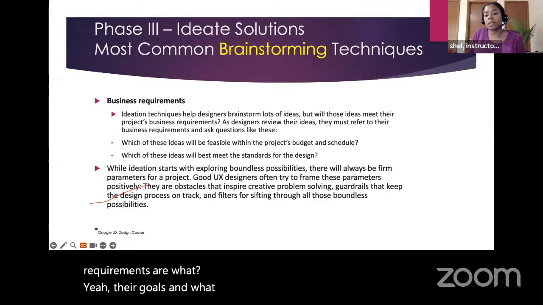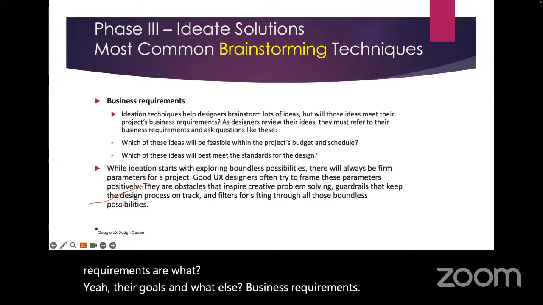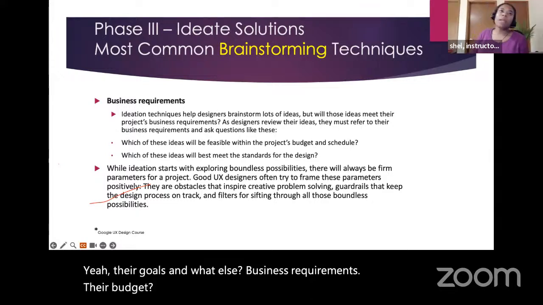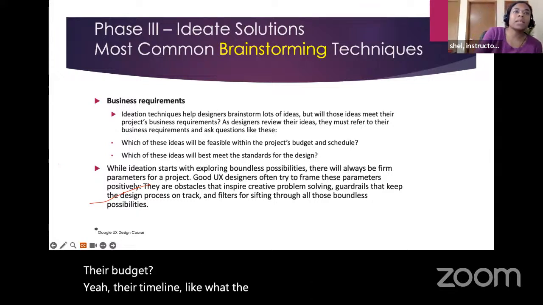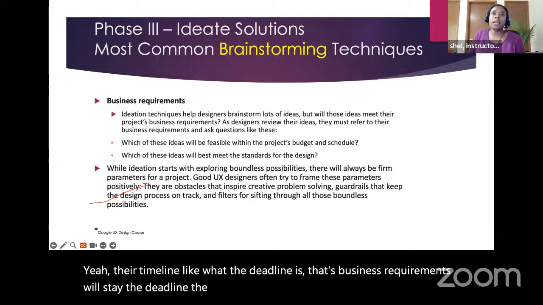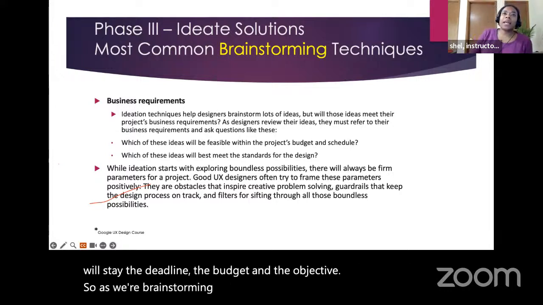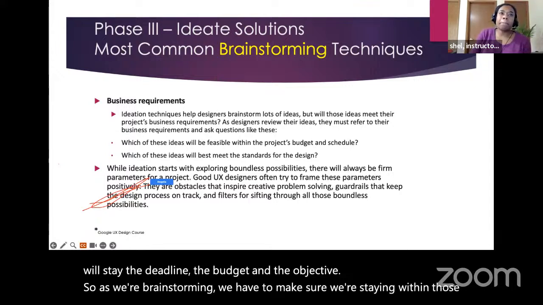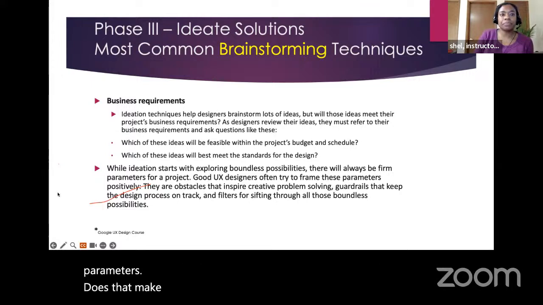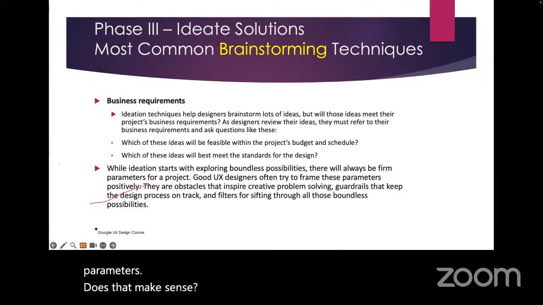Business requirements include their budget, and their timeline, like what the deadline is. Business requirements will state the deadline, the budget, and the objective. So as we're brainstorming, we have to make sure we're staying within those parameters. Does that make sense? Yes. Okay.